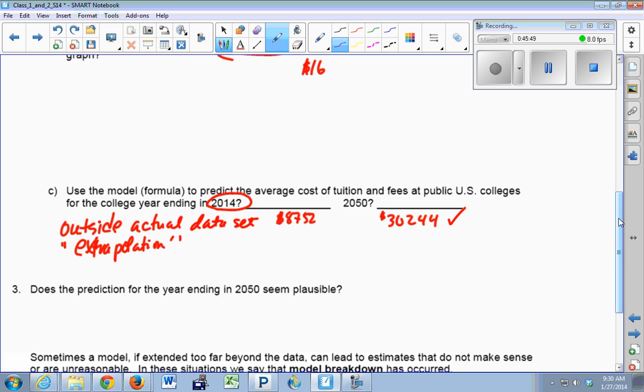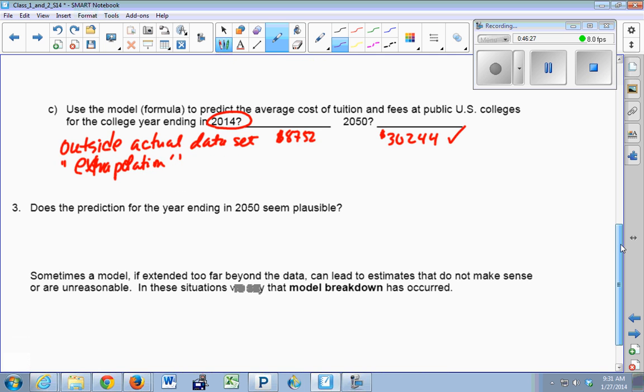reasonable? Well, it's really hard for us in 2014 to know if that's a reasonable value. We don't have enough information. We don't know what's going to happen to the economy between now and then. However, sometimes when you look at a data set and you go out, like I just asked you to, you extrapolate, you say, no way is that a reasonable prediction. There's no way that's going to happen. Or if I asked you to go into the past and make a prediction, you say, no way tuition was that cheap or that expensive, depending on the situation.